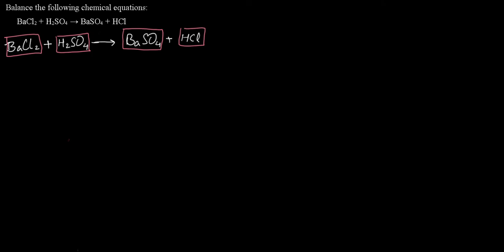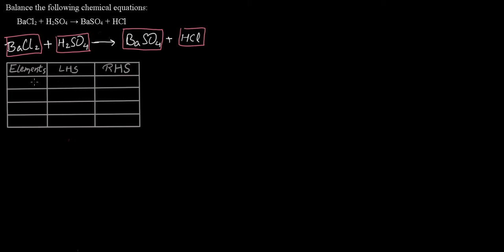So now let's draw a table. Now we have the elements as barium, chlorine, hydrogen, sulfur, and oxygen. Now let's count the number of atoms of barium on the LHS. We have one atom on the LHS, so let's write 1, and on the RHS again we have one atom of barium, so we will write 1 on RHS.